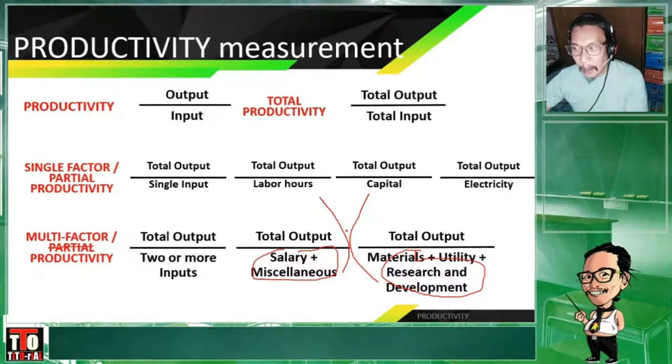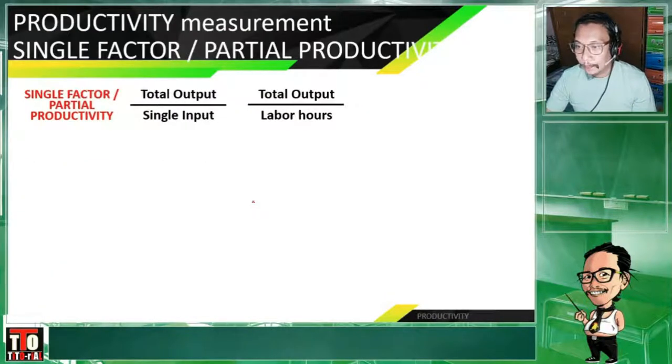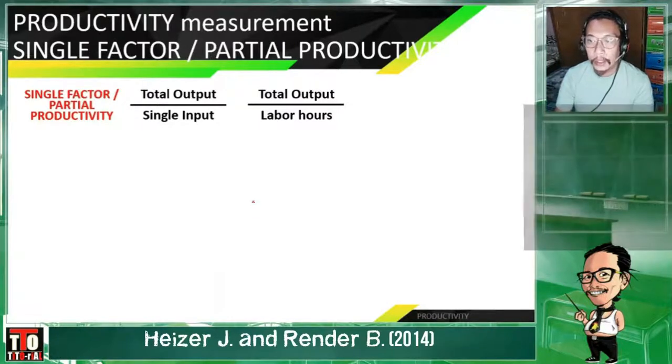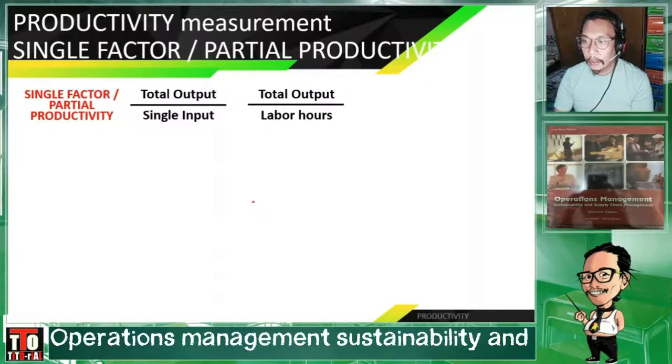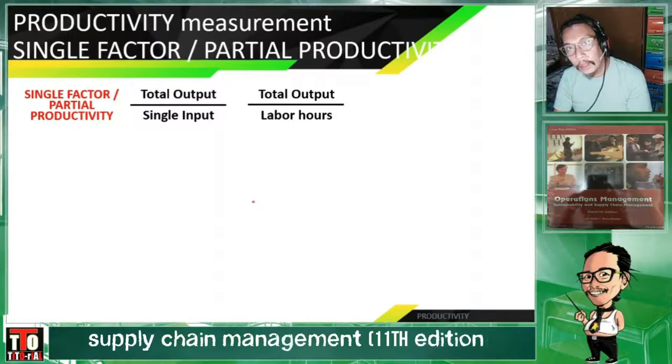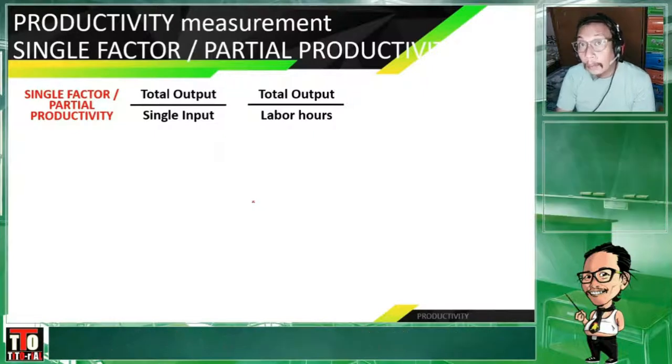Kaya, pag pinagsama mo lahat ng inputs mo over your total output, that is now what we call as total productivity. Okay? Now, let's try to have an example of this one. Let's start with a single factor or partial productivity. Now, in this case, we will try to get the productivity or the relation of labor hours over the output. Pag sinabi natin labor hours, ilan ang oras na ginugol para makapag-produce ng ganitong karaming output.